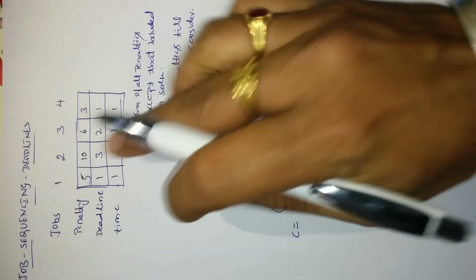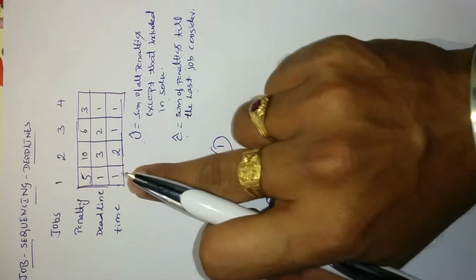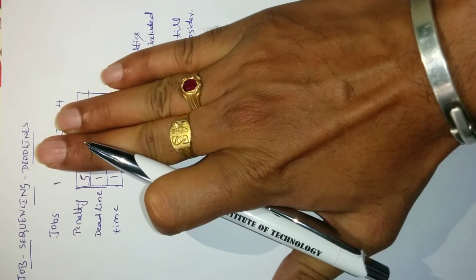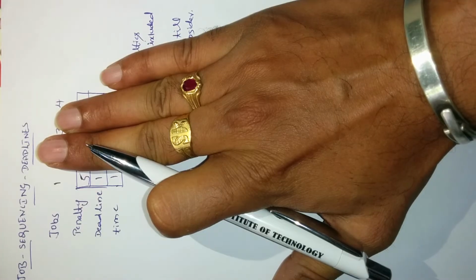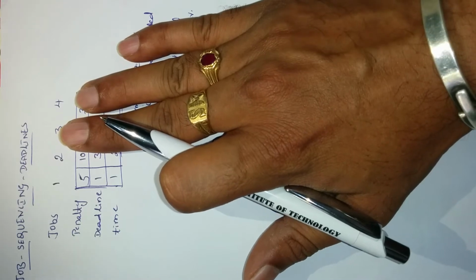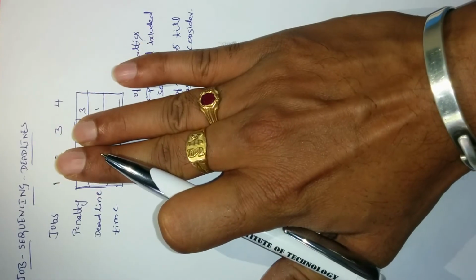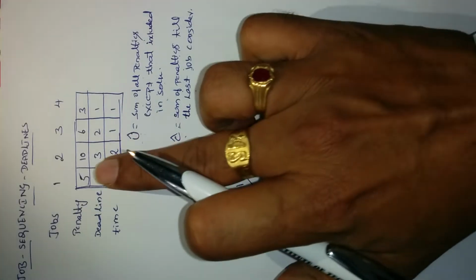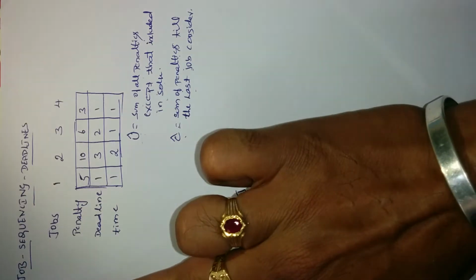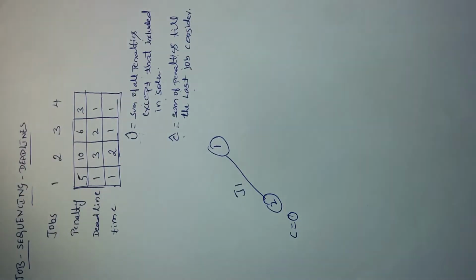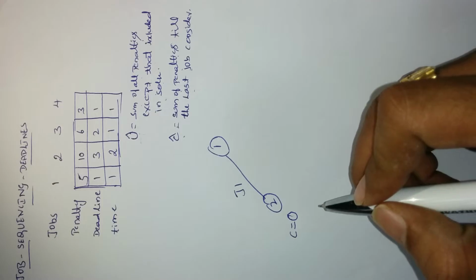C is equal to, see here, job 1 we are taking. First row is job 1, first column is job 1, then job 2, job 3, job 4. For job 1, there is no previous job and no skipping. Directly we have to take it. If you take job 2, we are skipping job 1, right? But for job 1 there is no skipping. Initially we have to put 0, because we are taking job 1 and there is no previous job. So initially the cost is 0.